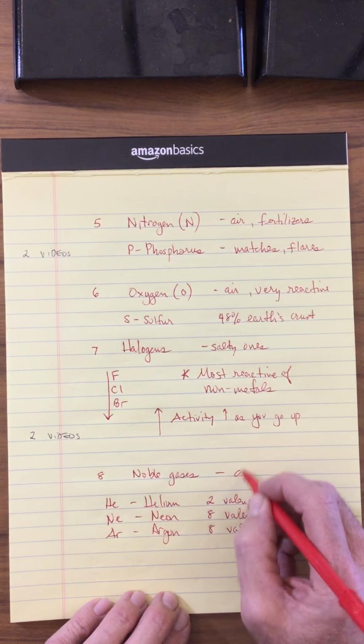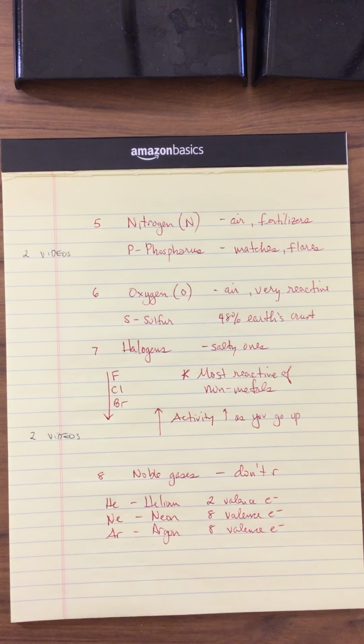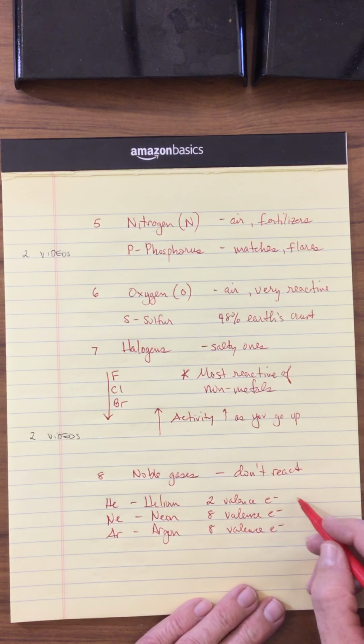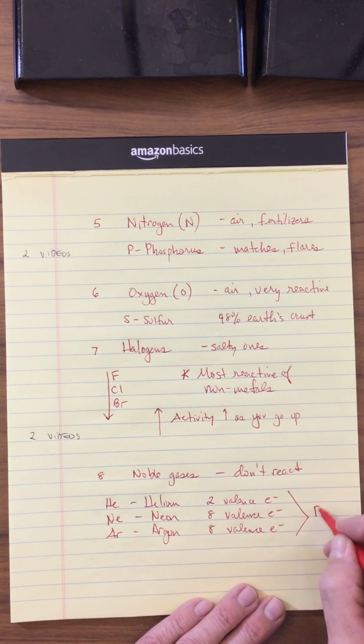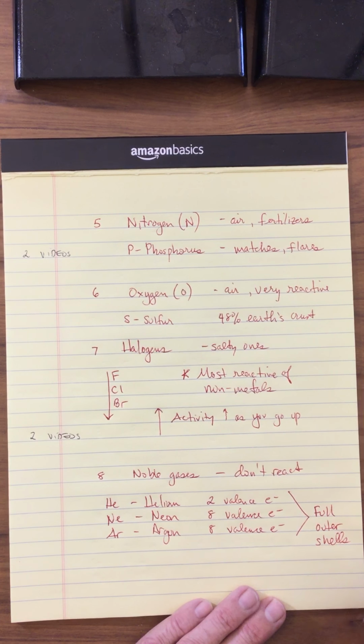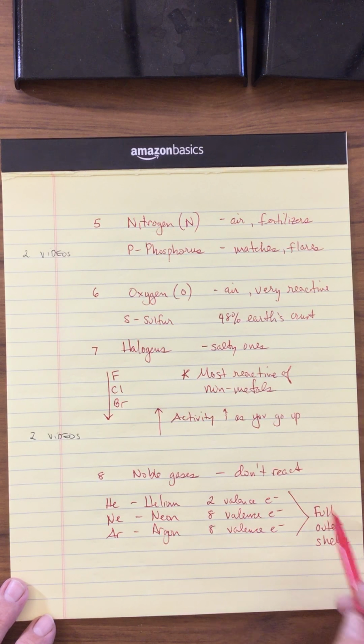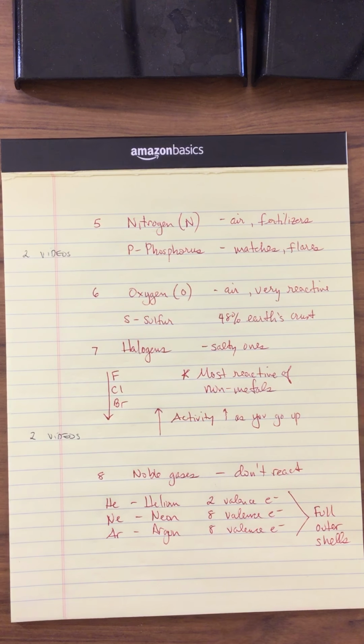Noble gases don't react. And the reason they don't react is because they have completed their shells. They have full outer shells. In chemistry, we talk about how the reason we have reactions is because we have elements that don't have full outer shells. These guys do have full outer shells, so therefore they don't react. They can't react because their shells are already full.